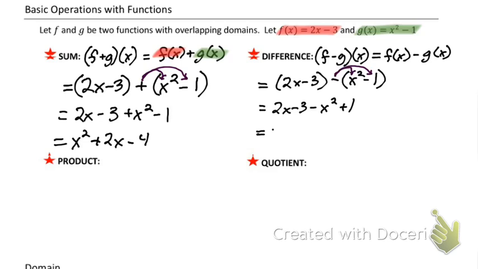Now when I simplify this, pull that x squared out front, so I'll have negative x squared. We still have a plus 2x, but now we have a minus 2.